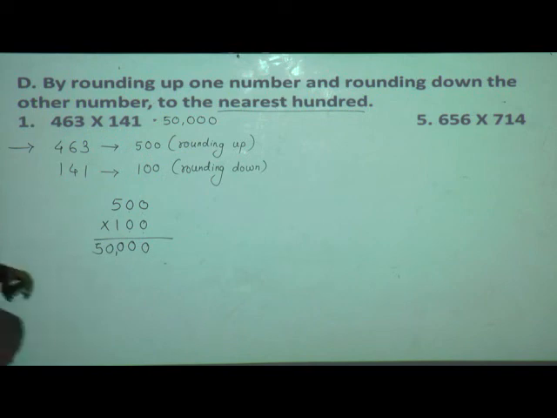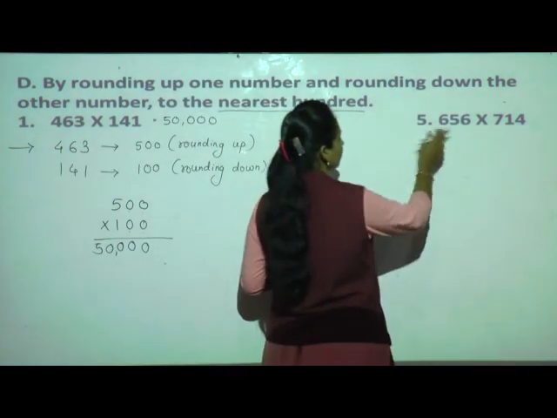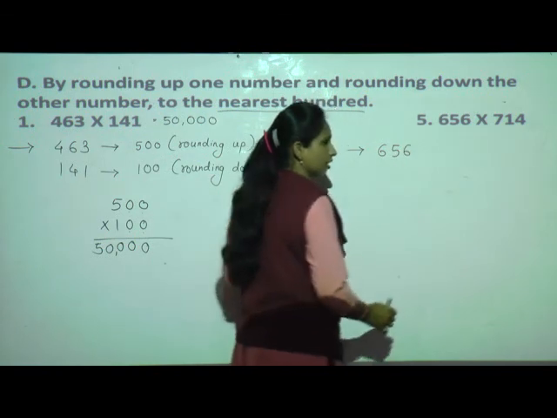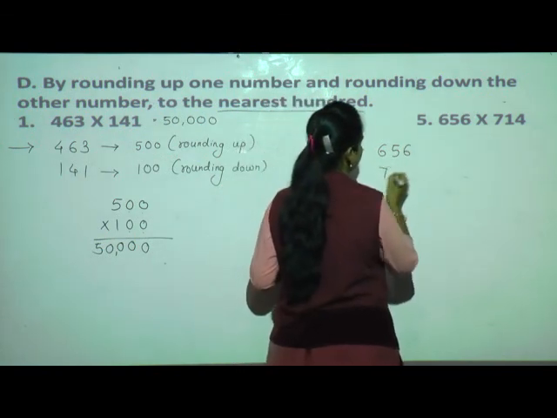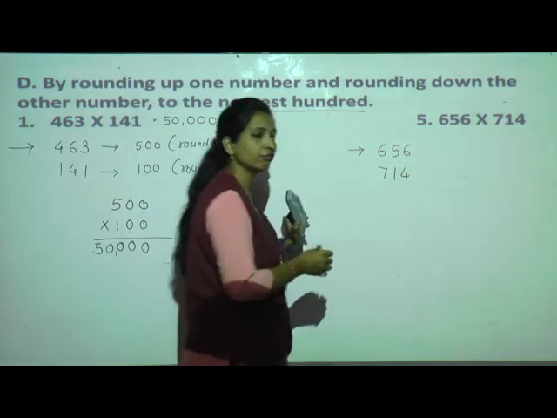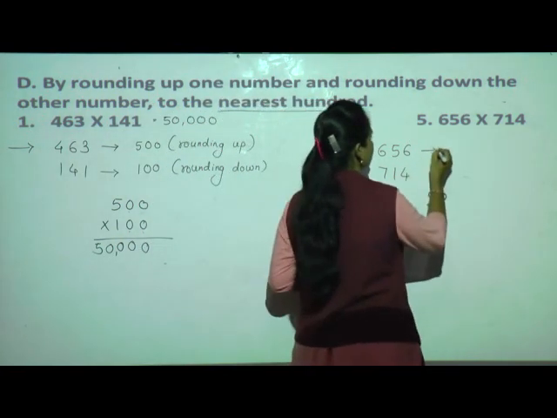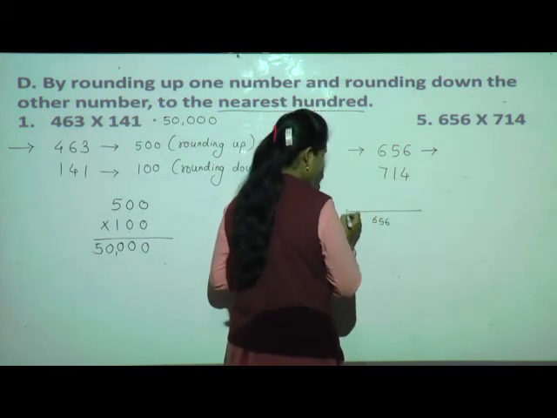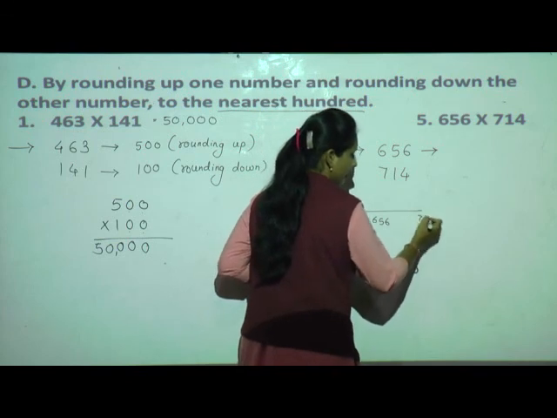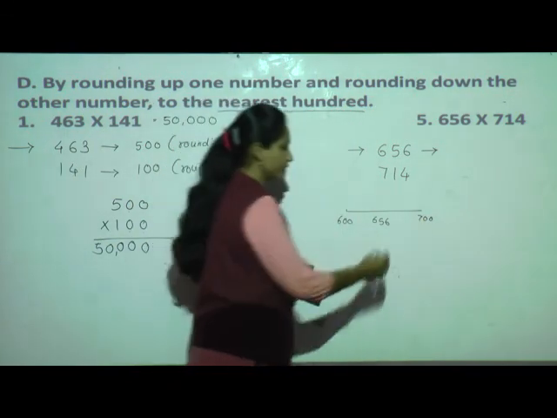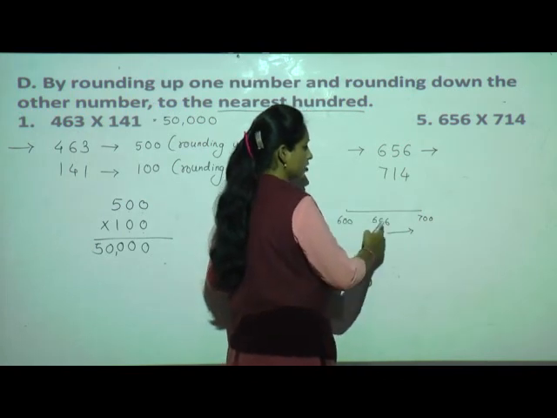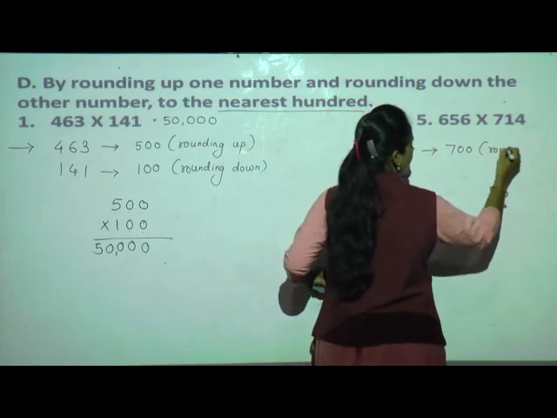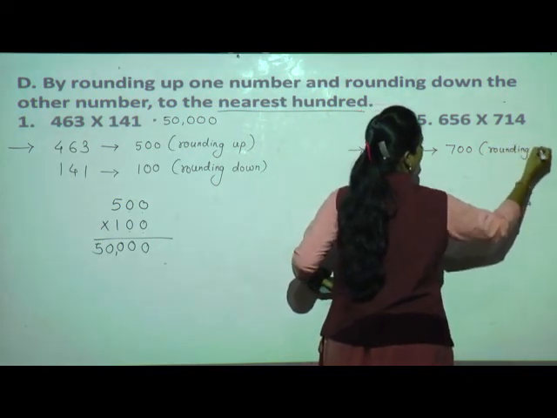Yes. Now I will solve the fifth one. Now see the fifth one. What is the question? 656, okay? And the second number is 714. Now the first number, 656, lies between 600 and 700. Okay? So we have to take one number up. So 656 rounding up is 700. So we have to write in bracket rounding up.